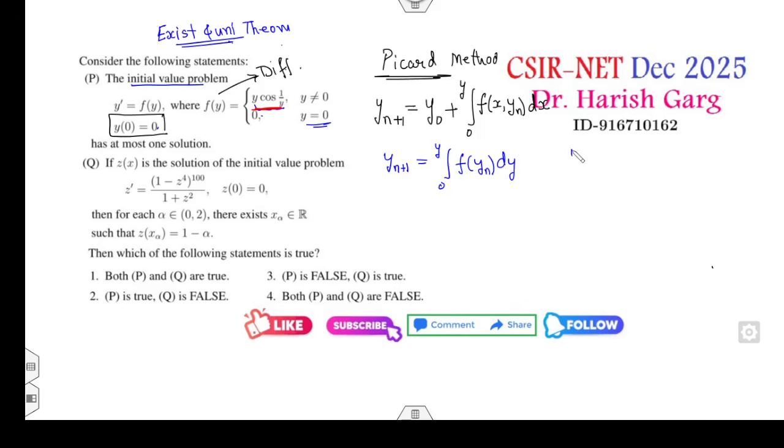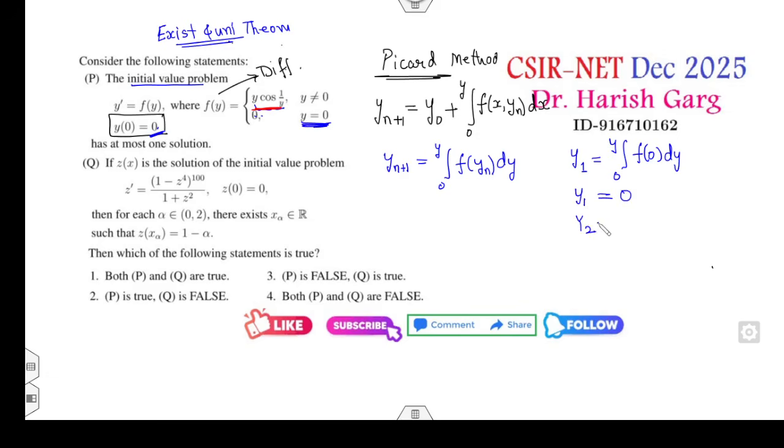Now we can firstly find the value of y1. What is y1? Integration 0 to y, f of 0, d of y. Why? Because y of 0 is my 0. What is the value of y of 0? 0. That means y1 is 0.